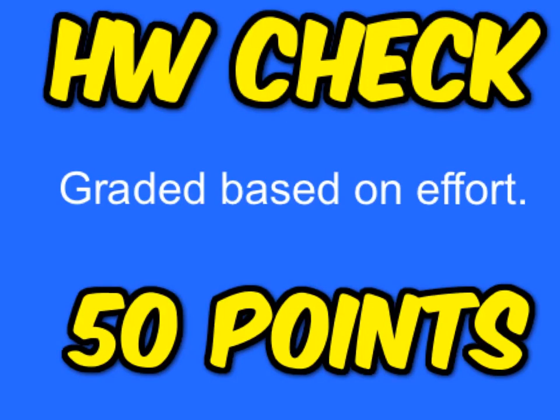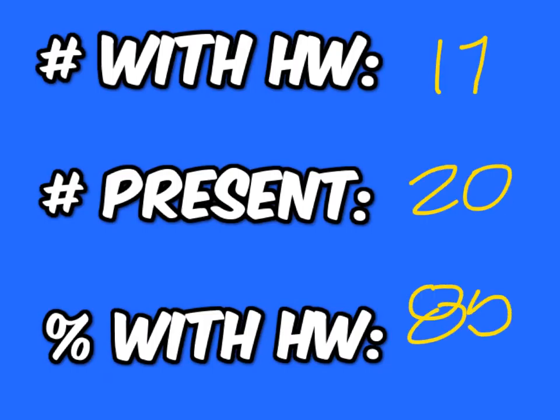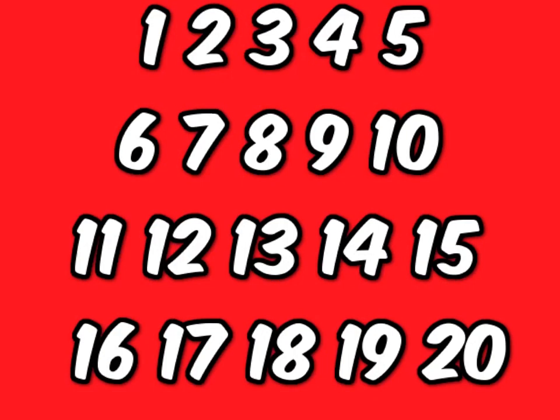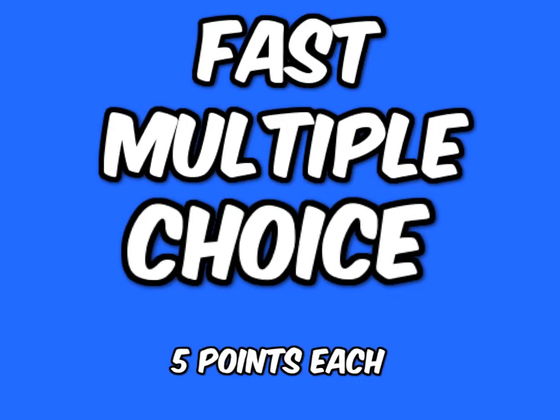Homework check. 17 out of 20 is 85%. Everybody with credit for the homework can bring up a number 1 through 20. The winning numbers are 2, 5, 6, 9, and 18. Here's a fast multiple choice. Block letter only.